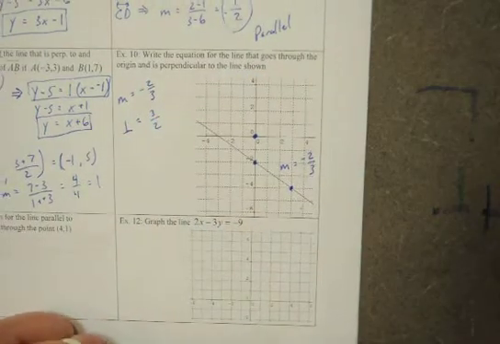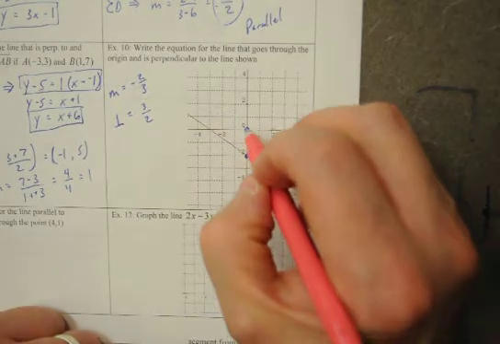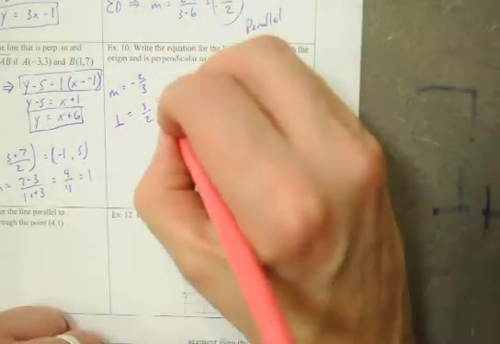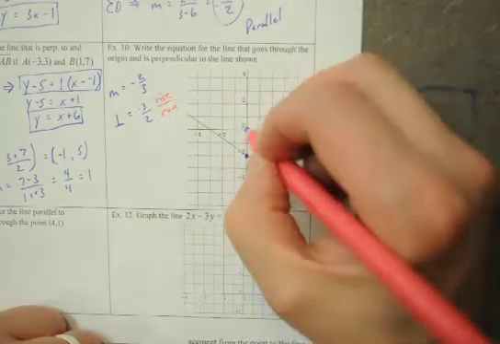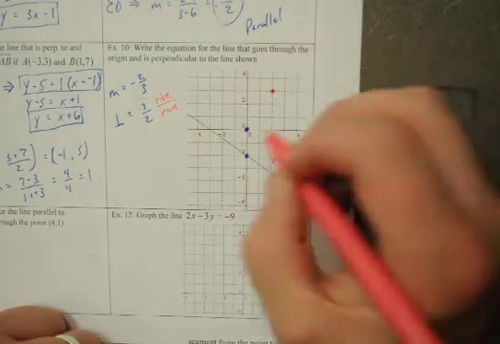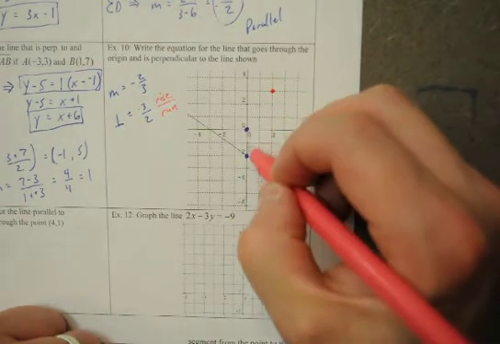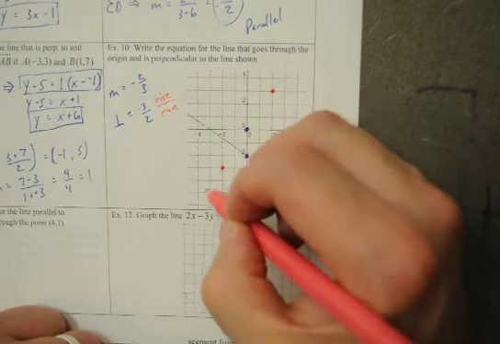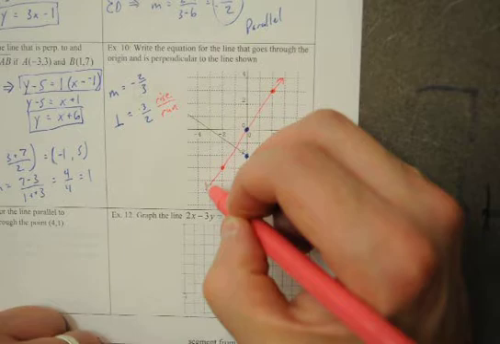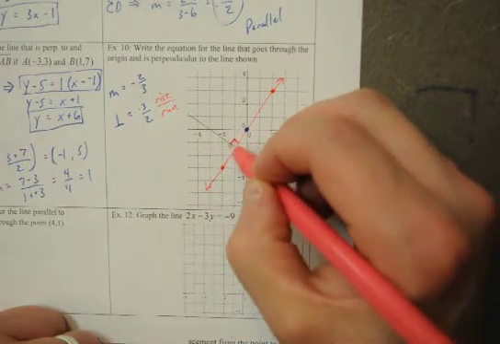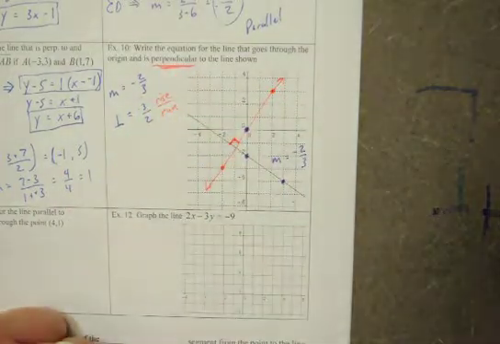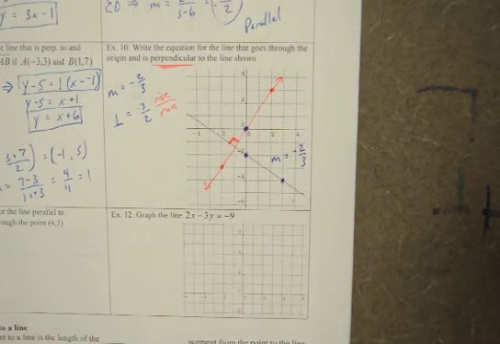So what I'm going to do is start at this point, and I'm going to go rise over run. I'm going to go up 3, and I'm going to go over 2, like that. And I can go the opposite. I can go down 3 and over 2 this way. And there is my line. Put a right angle right there because it is perpendicular. And that's what perpendicular means, that we have a right angle.